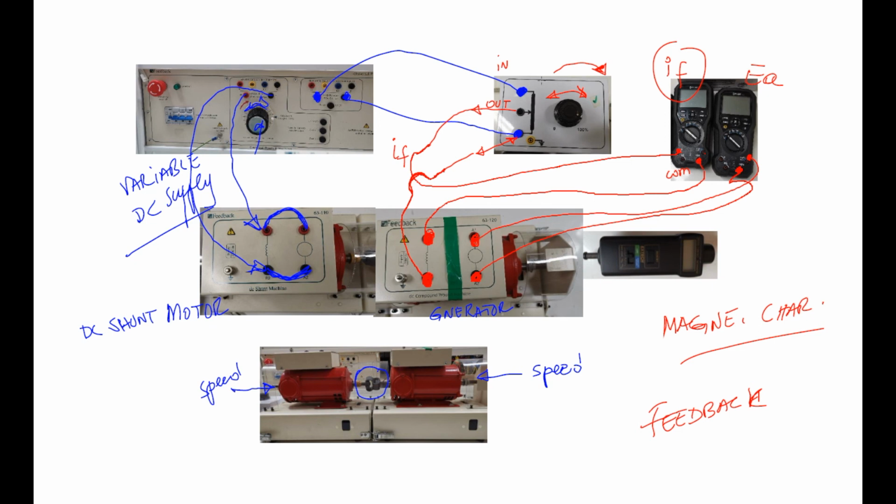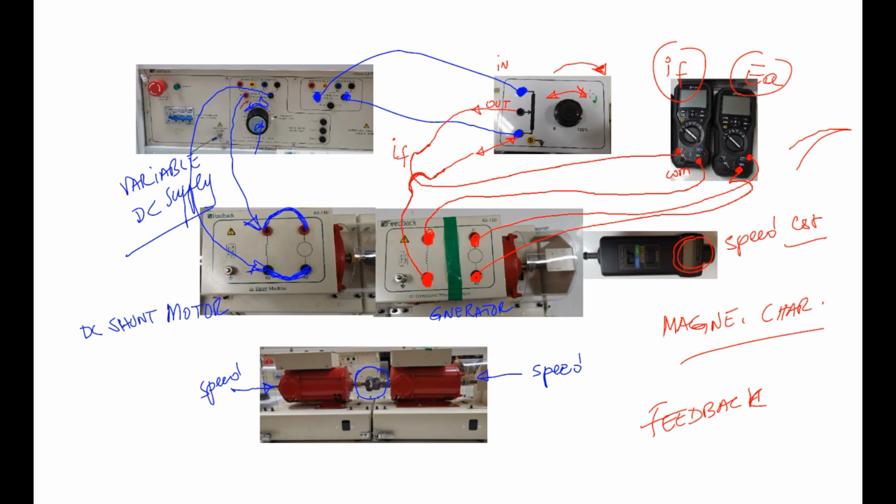Before you take and record a reading, you have to check the speed. That speed should be kept constant all the time. If it is reduced, you have to increase it from here, and after that you can record IF and EA. We do this for many points, going forward and coming backward, using this handle to go back to 0. Keep in mind this goes forward and backward.